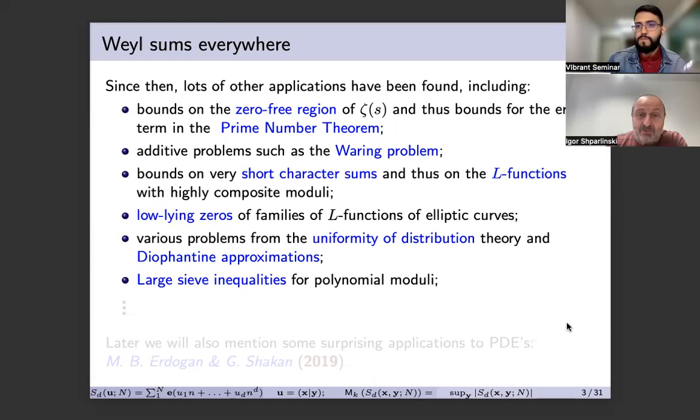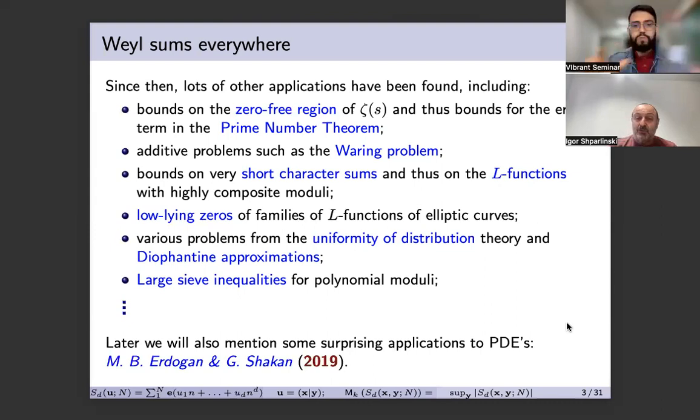I don't want to talk much about this, but what is really surprising is that recently Erdogan and Shakan found links to the theory of partial differential equations. And I will mention this a little bit later. Very surprising, unexpected application of Weyl sums.